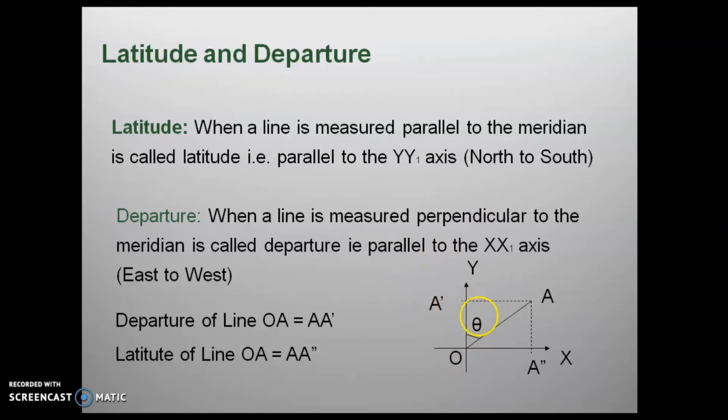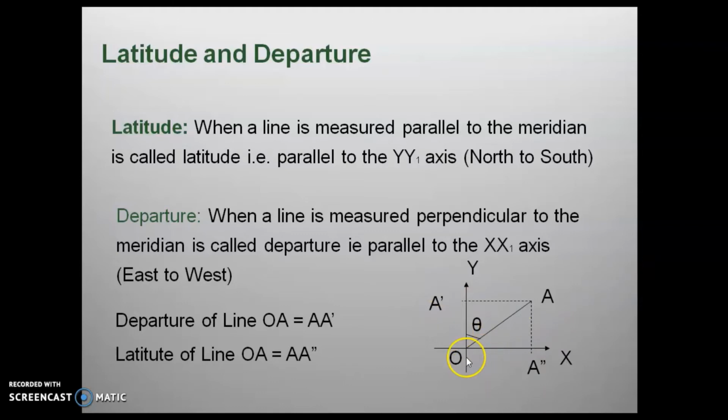Whereas if a line's latitude is measured from the origin towards the bottom side, we call it a southing. Latitude towards south we call a southing, and the value will of course be negative. Coming to the departure, from the origin towards the right side, east side, is called an easting, and the measurement will be positive.